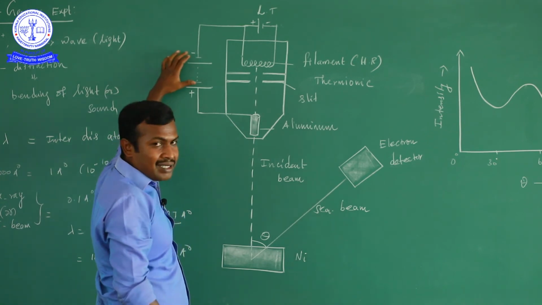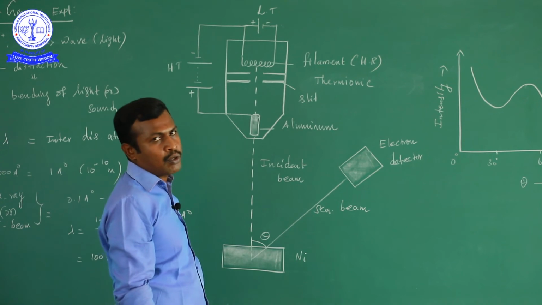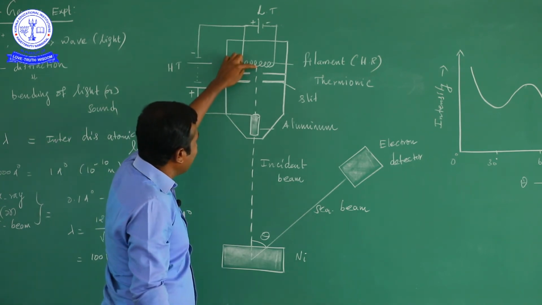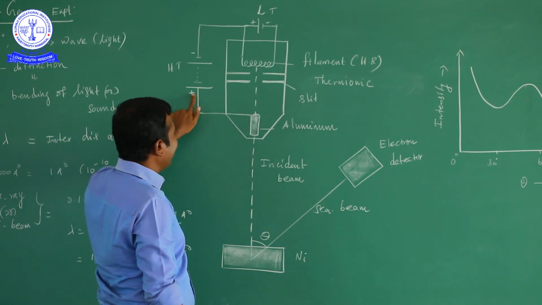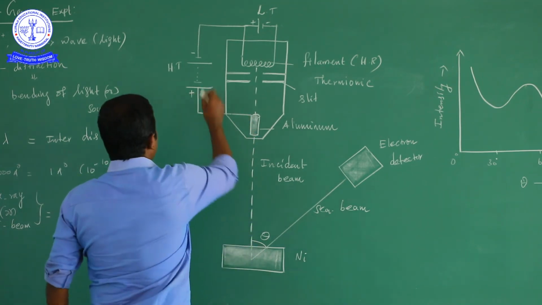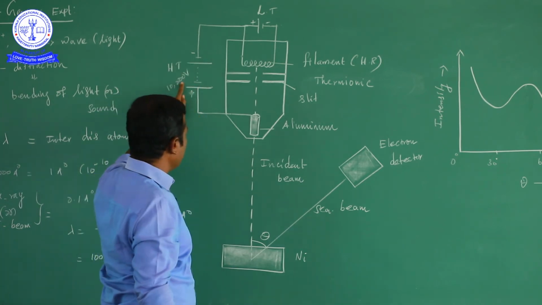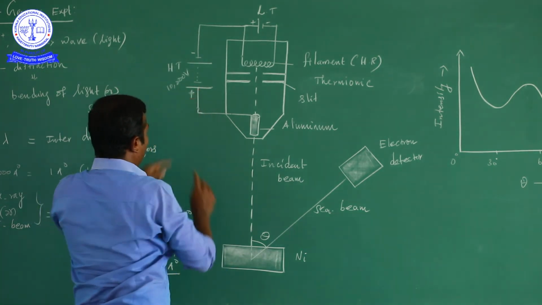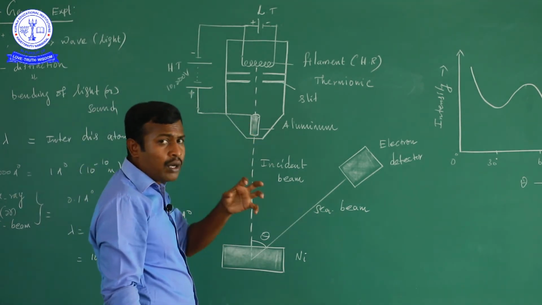So what is the necessity of using the high tension battery? The electrons are emitted from the low tension battery. Here I have given the positive terminal to the high tension. If you apply, for example, 10000 volt, this is the positive potential connected with the aluminum cylinder. So it will offer a more attractive force.